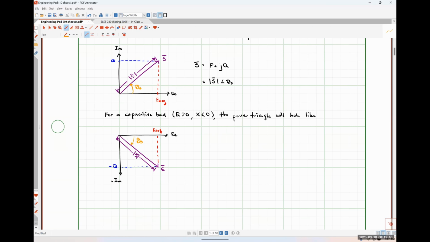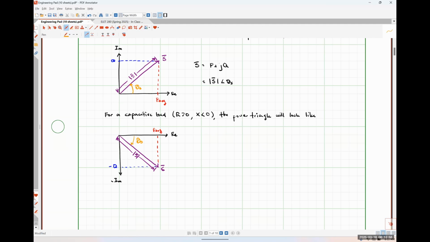Okay. So if you're ever given a power triangle for a particular load, if it's in the first quadrant, you can know intuitively that we are dealing with an inductive load. If it's in the fourth quadrant, you'll know that we're dealing with a capacitive load.